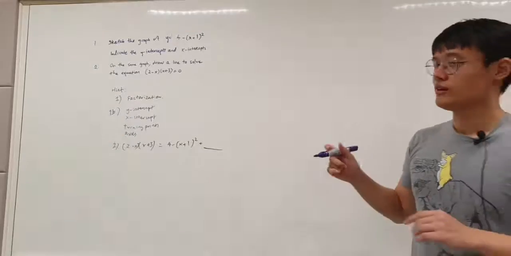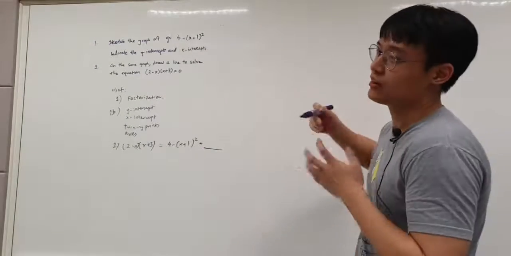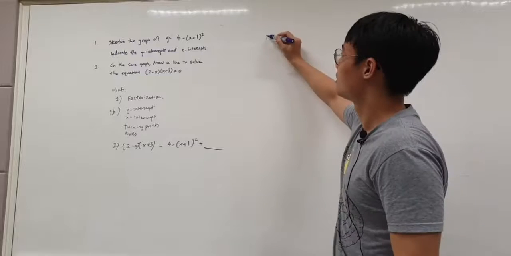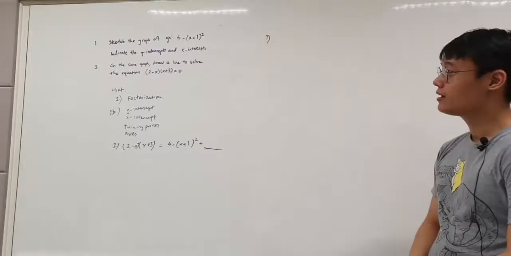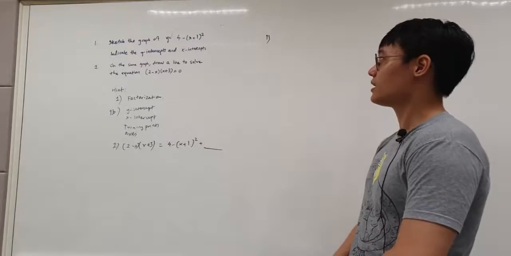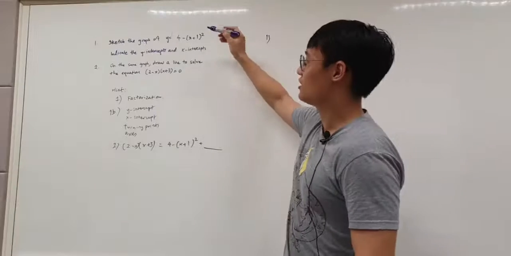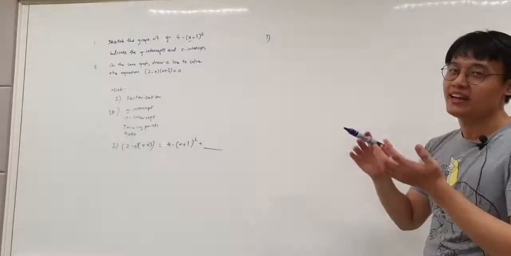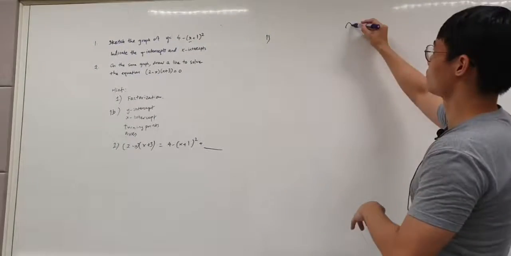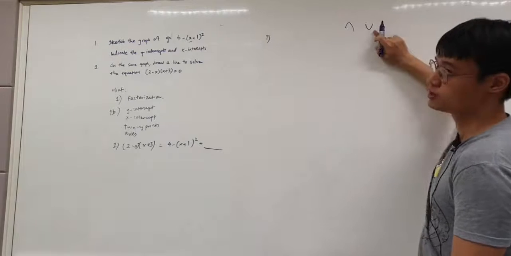Okay, now since you have done the question, now we'll go through the answers. So for question 1, sketch the graph of y equals 4 minus (x plus 1) squared and indicate the y-intercepts and x-intercepts. Firstly, by looking at the coefficient of x squared, it's going to be an n-shaped graph. It's going to look like this. If it's a plus, then you'll be this. Okay, it'll be a U-shape.